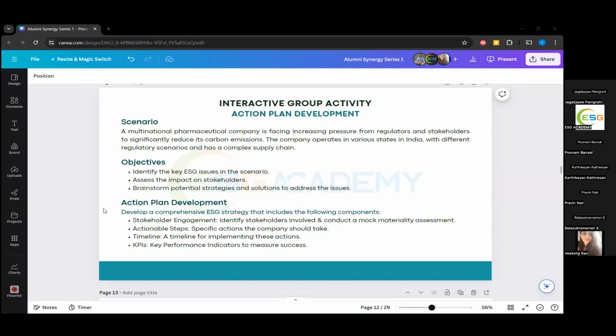Yes, you will have to be interactive. It has interactive group activity in the title. Hello. Yeah, let's move. Yeah. Okay.